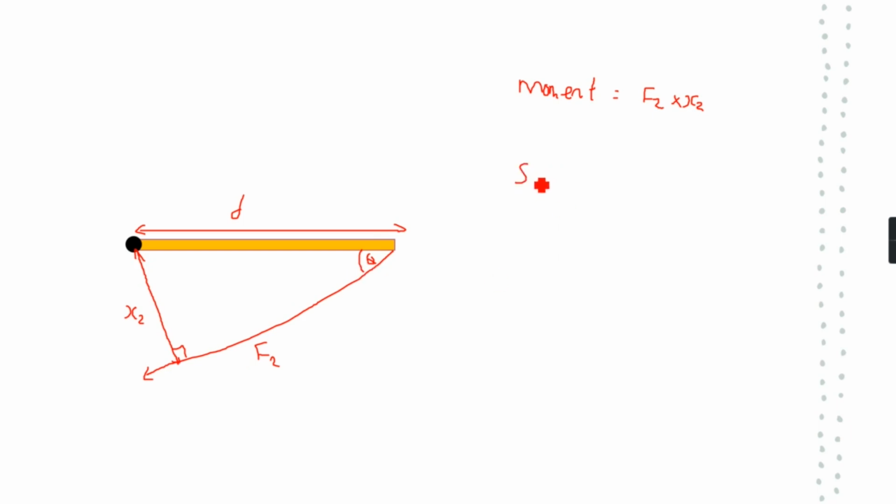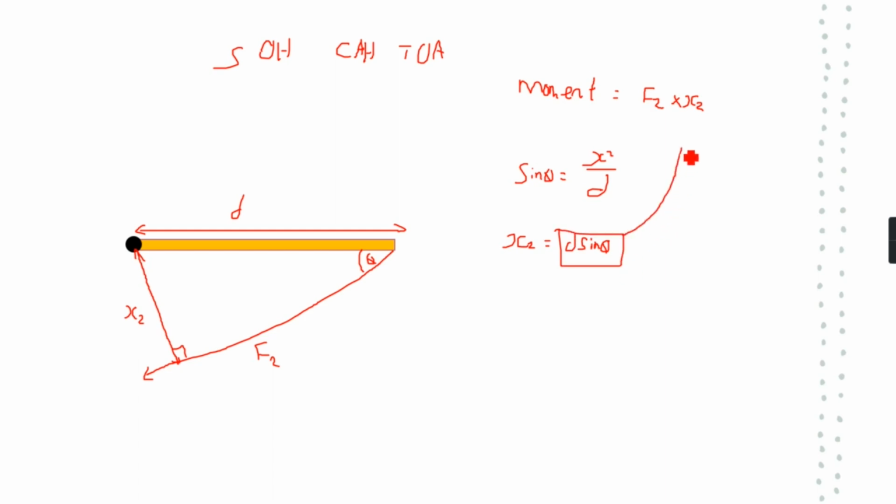We want something that relates our directly measurable things. From SOHCAHTOA, we know that sine equals the opposite side divided by the hypotenuse. So the opposite side is x2, and the hypotenuse is the distance d, which we can directly measure. To work out x2, we multiply both sides by d, so we get d sine theta. Because that's the equation for x2, we can replace x2 with it. Therefore, for this specific scenario, the moment equals F2 multiplied by d sine theta.